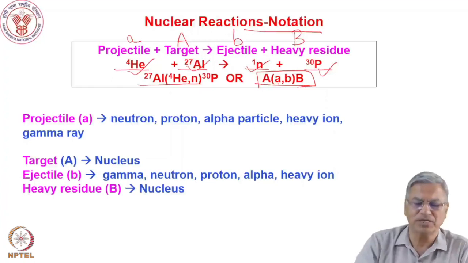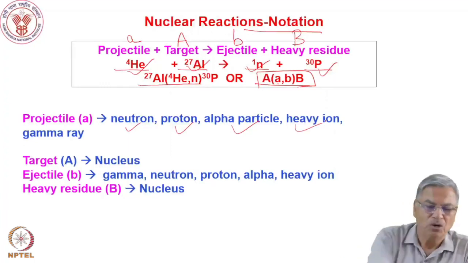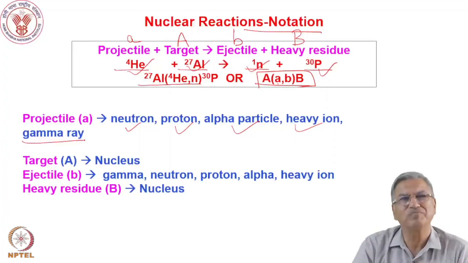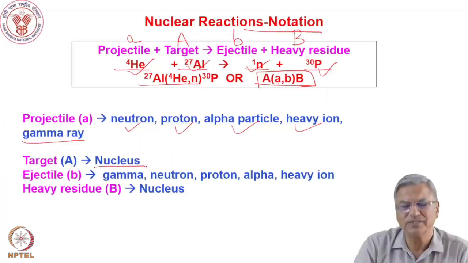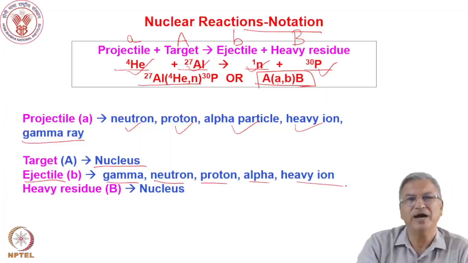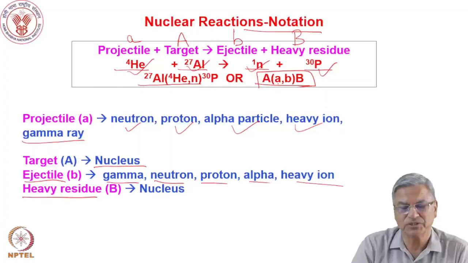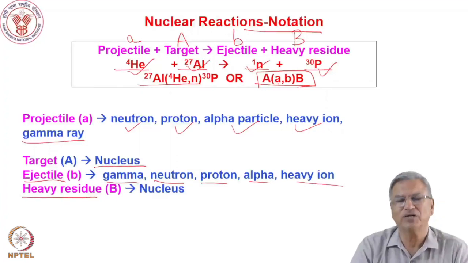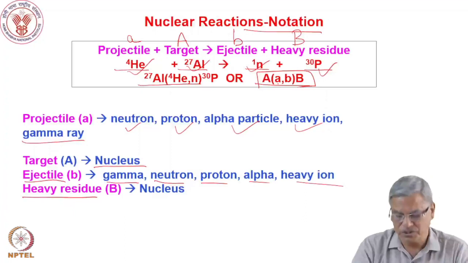The projectile for a nuclear reaction could be a neutron, proton, alpha particle, or a heavy ion like carbon, lithium, or oxygen, or you can even induce a nuclear reaction using a gamma ray photon. So a projectile could be any particle. Similarly, the target will mostly be a heavier nucleus on which the projectile is bombarded. The ejectile is the smaller particle that is emitted. It could be a gamma ray, neutron, proton, alpha, or heavy ions. And then we are left with the heavy residue, which will mostly be a nucleus. So when you are setting up an equation, if you have to fill in the blanks, you can use these notations and certain conservation laws that I will discuss shortly.